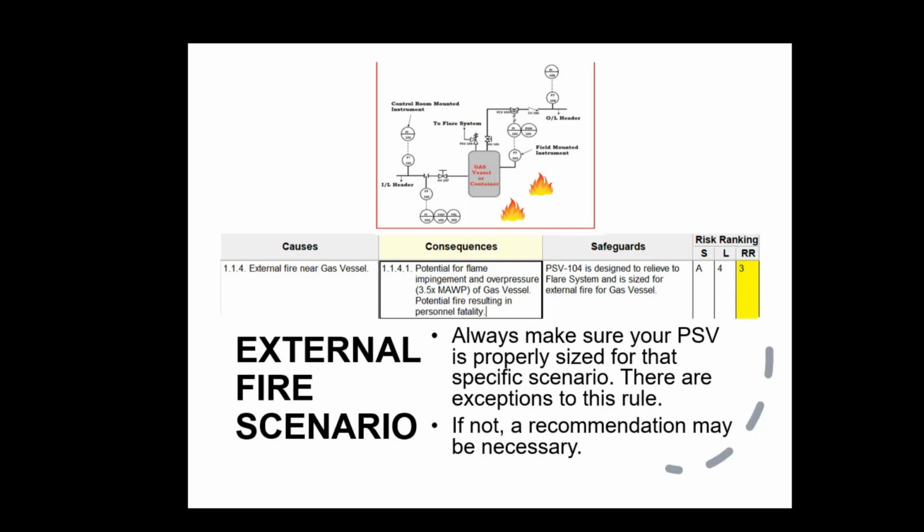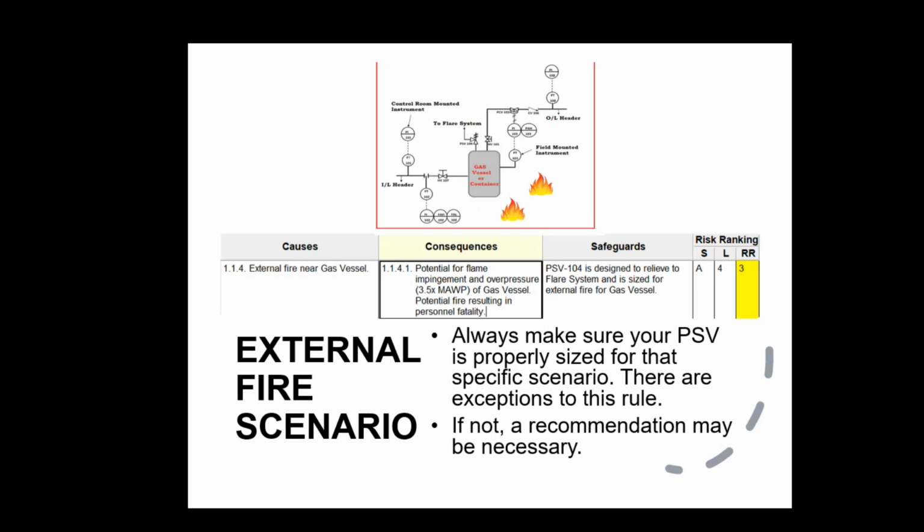So now let us take a look at the safeguards we can credit for the scenario by first taking a look at the cause, which would be external fire near gas vessel. The consequence for this scenario would be potential for flame impingement and overpressure up to 3.5 times MAWP of your gas vessel. This would lead to a potential fire resulting in personnel fatality with a severity of A, which would indicate a fatality. So for safeguards, we credited our PSV 104, which is designed to relieve to the flare system and is sized for external fire for your gas vessel. The team ranked this as a likelihood of 4 and overall a risk ranking of 3.